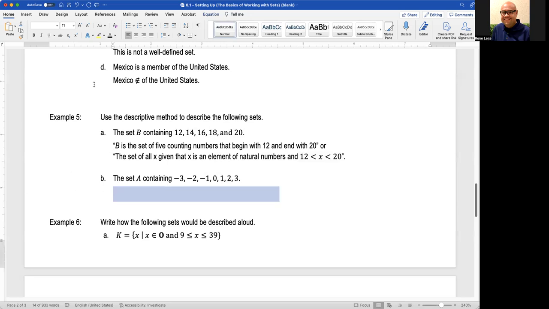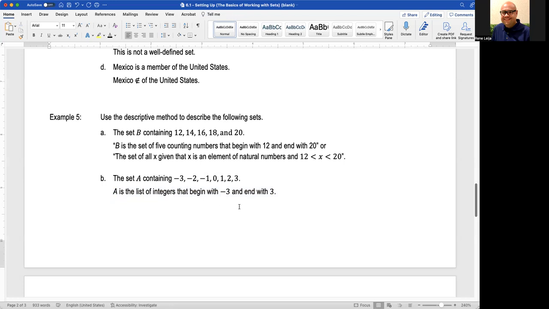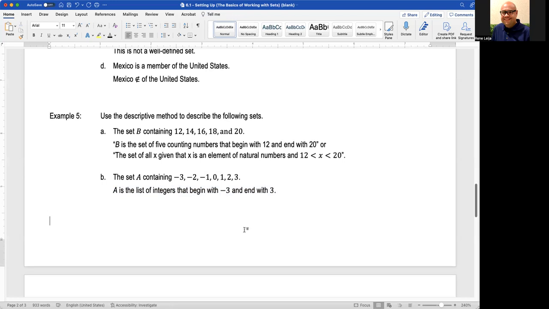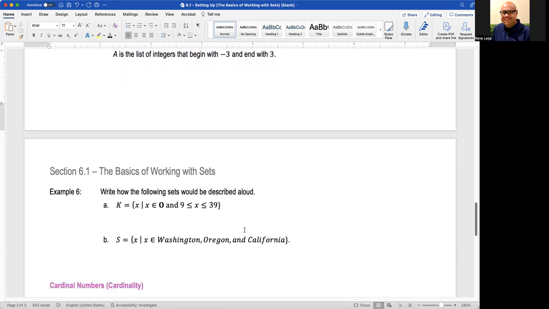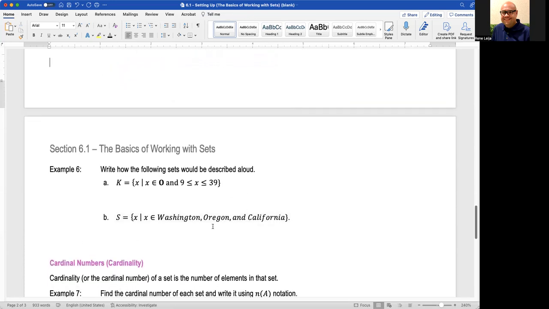Now, the next one, the set A containing -3, -2, -1, 0, 1, 2, and 3. You can pause the video and see how you do. So go ahead and pause it if you want. Okay. So this is what I said. A is a list of integers that begin with -3 and end with +3. Again, I didn't make a big deal out of it.